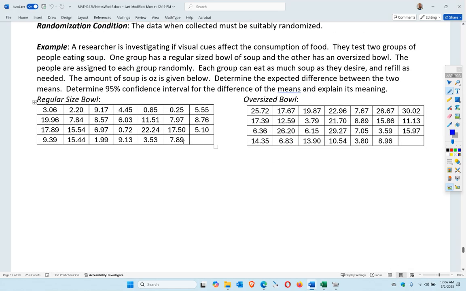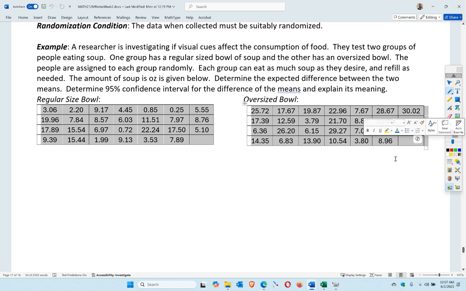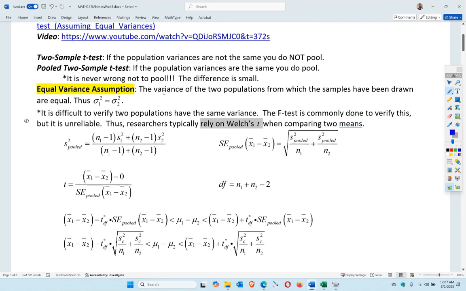So if you look at these data sets we did last week, this is people who had the regular bowl, and this is people who had the oversized bowl. They were not the same people, okay? And we just did them separately, right? If you combine them all into one group and then did the standard deviation of the entire group, that would be pooling. We didn't do that though, okay? So again, pooled versus not pooled.